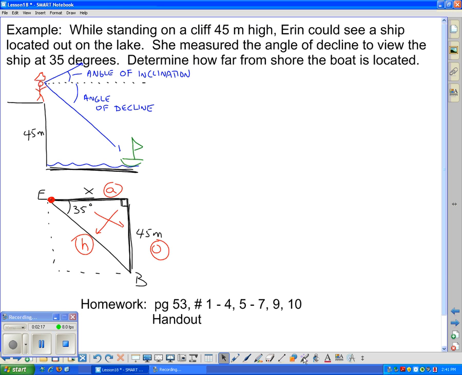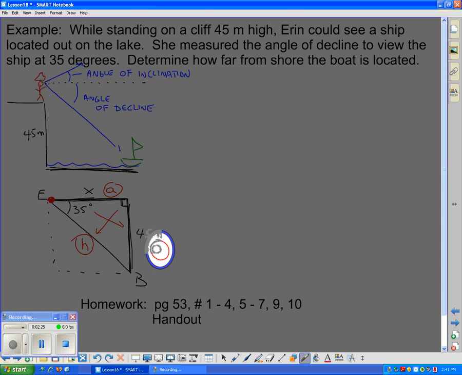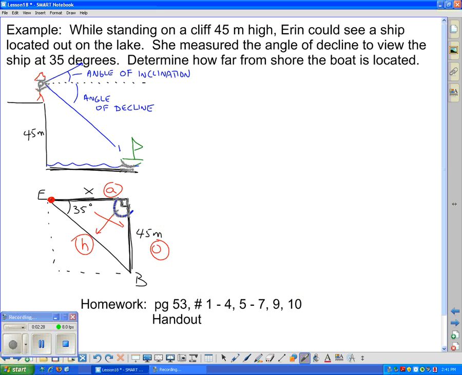So now when I look at the triangle, I'm looking for something that uses A, so it has to have A in it. Looking for something that has O in it. It is a right angle triangle, so I can use my primary trig ratios. So which one involves O and A? And the answer is the last one, TOA. So we're looking at tan. So tan theta equals opposite over adjacent.